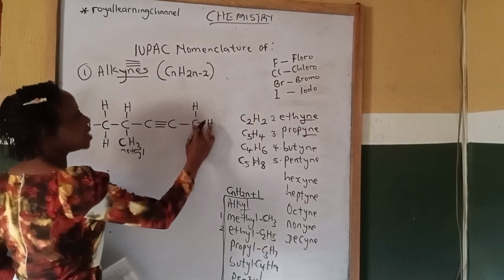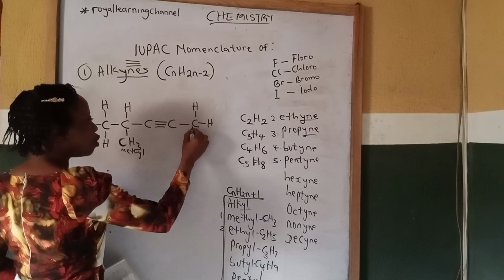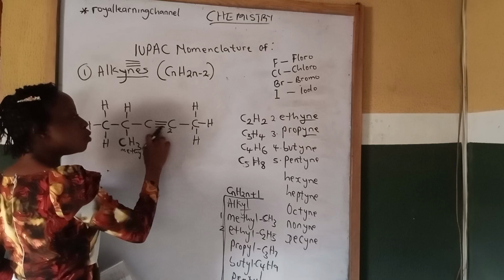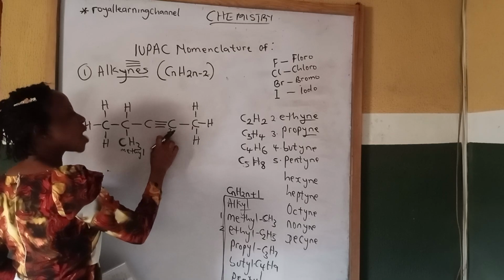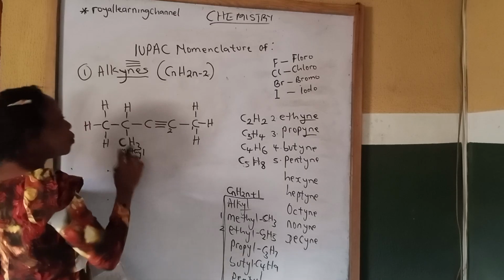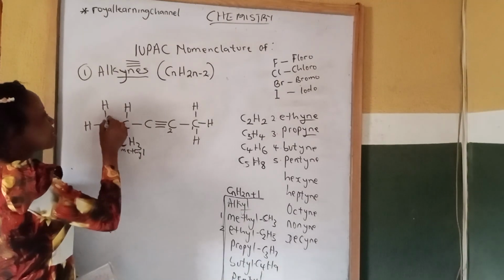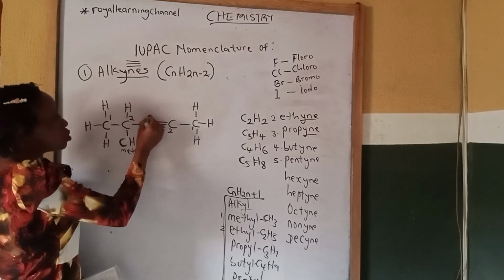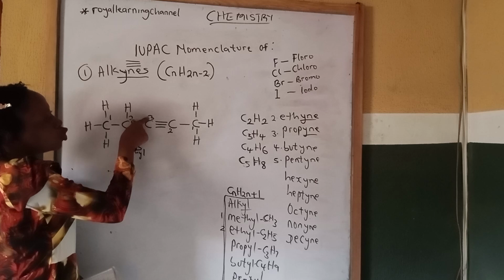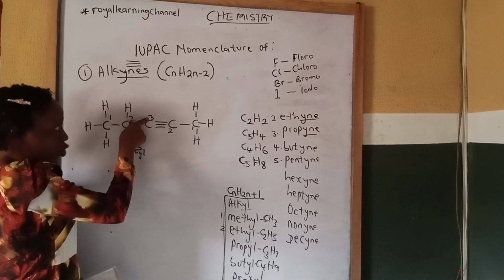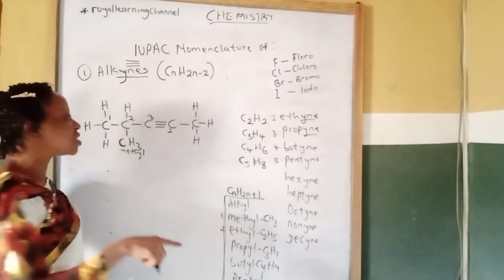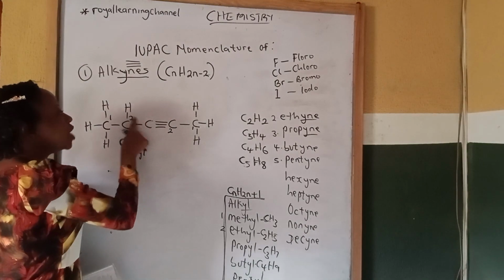Now, if I name from the right hand side, 1, 2, my triple bond is on the second carbon atom. But if I name from the left hand side, 1, 2, 3, my triple bond is attached to the third carbon atom. The rule says name from the end which will give you the lowest number to your functional group. So you name from the right hand side.